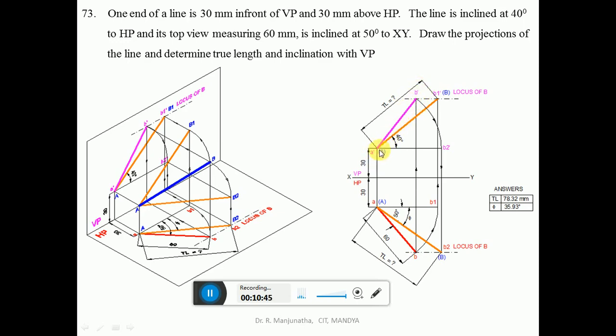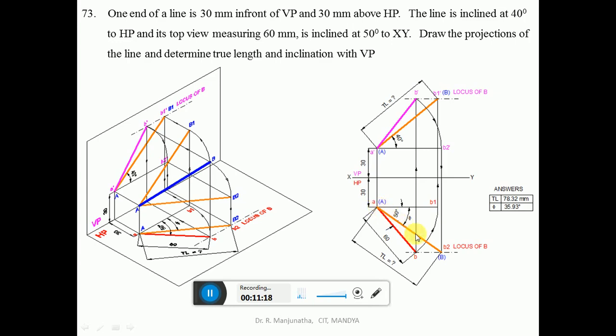Once you get this A dash B dash, then with A dash as center, take the radius of A dash B dash and draw an arc such that A dash and B2 dash both are above HP by 30 mm. That is what we have shown here. Both A and B2 will be above HP by 30 mm. So when it is projected onto the top view, you get this line which cuts the locus of B in the top view. So you get small b2. Since A dash B2 dash is parallel to HP, you are getting the true length here.